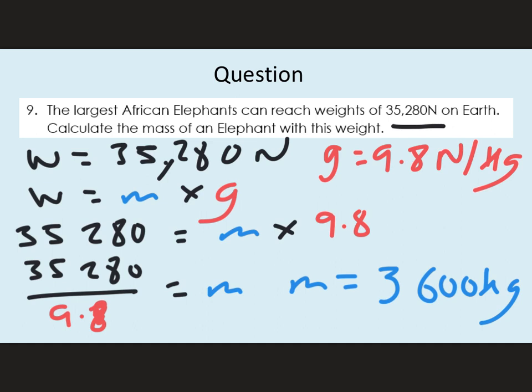Going through the marking criteria, just to make sure this is correct. 1 mark for remembering that G is 9.8 newtons per kilogram. 1 mark for putting the numbers into the equation correctly. 1 mark for the correct rearrangement. 1 mark for the answer, 1 mark for the unit. So can you give yourself a score out of 5 for that question, please?